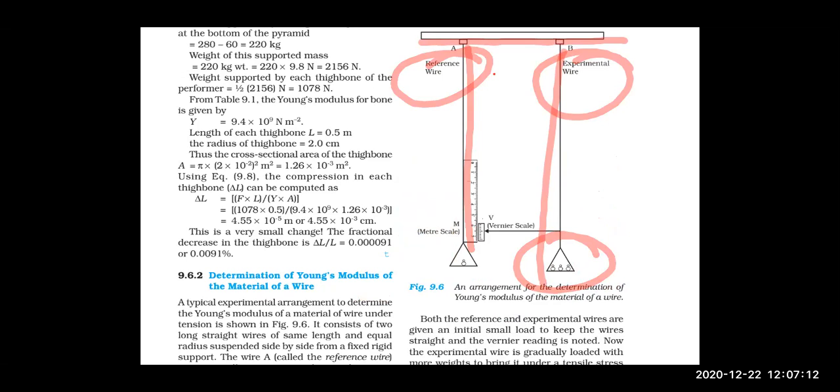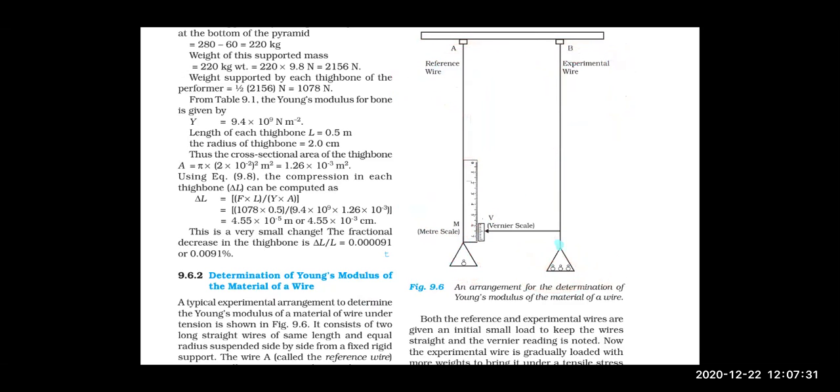Here you can see some pans are attached, and in these pans we are going to put some known weights. Right. So we are going to perform our experiment on experimental wire B, and for readings we are going to refer to wire A, and so it is known as the reference wire. Right, children? So at the end of the wire B, a pointer is attached which can slide over the vertical scale on the reference wire.